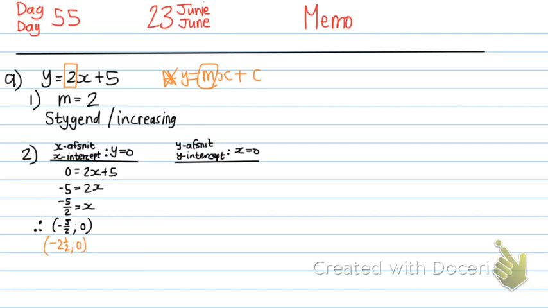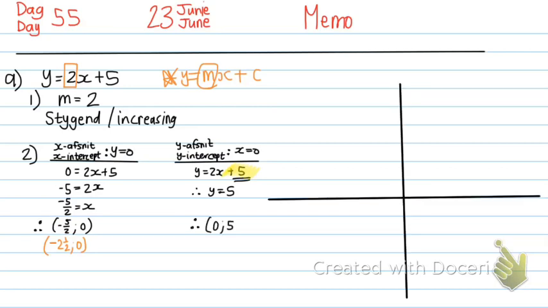I can always leave it in improper fraction form. I don't need to write it as a mixed number, but sometimes it helps me to write it as a mixed number just to know where to plot the point. Okay, then the y-intercept is where I set x equal to 0, or I could just read it off because the constant value is the y-intercept. So y is equal to 5. So then I have 0, 5 for the y-intercept.